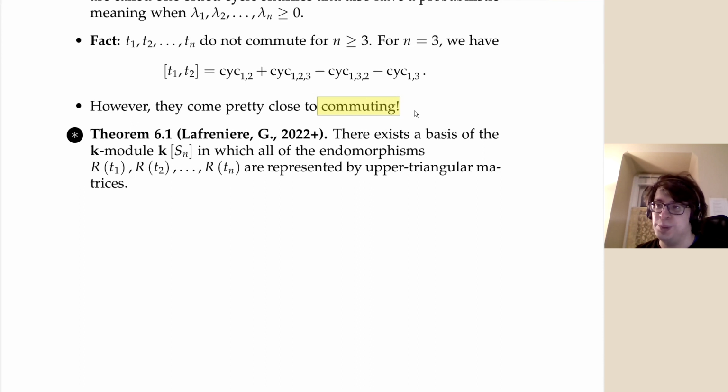And what we've been able to prove is that these endomorphisms, so right multiplication by all the TIs, can be trigonalized simultaneously. There is a basis of the group algebra in which right multiplication by each of the TIs acts as an upper triangular matrix. So what is this basis? Where does this all come from?